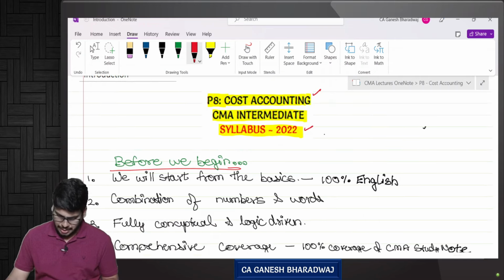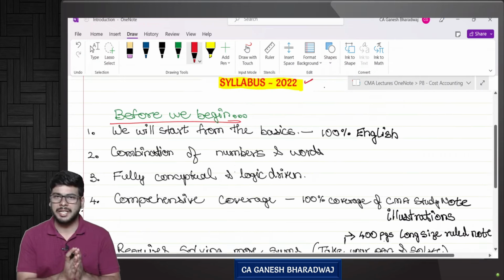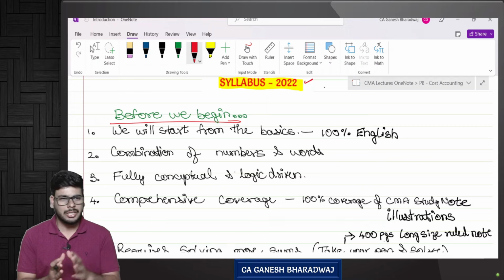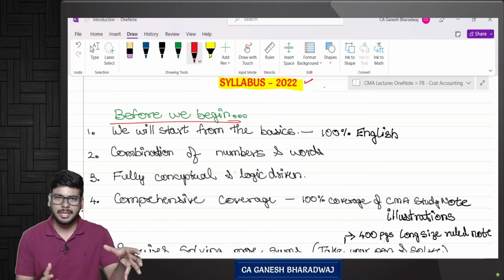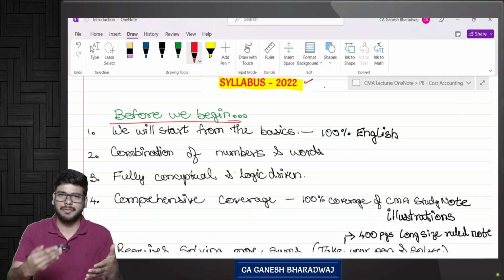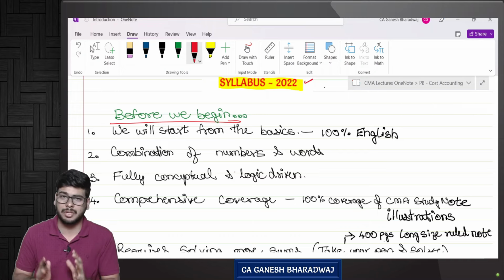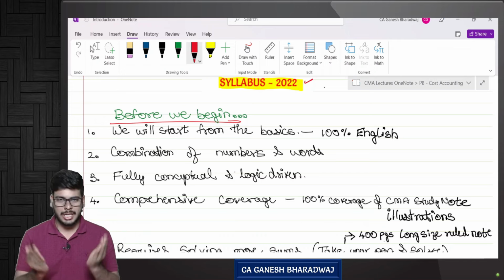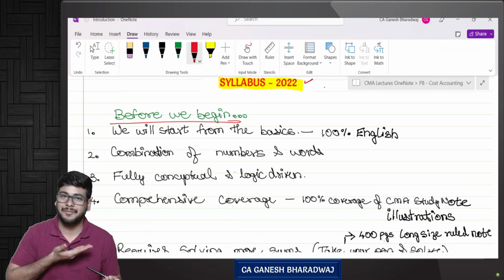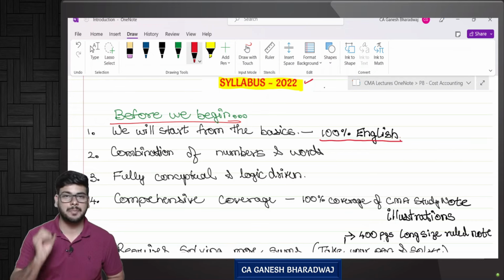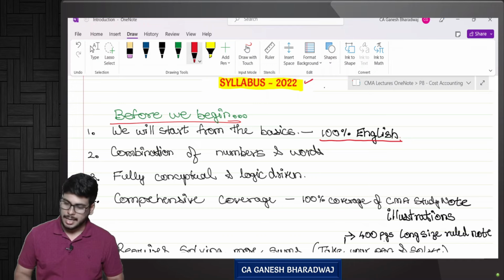Now, first point is that we will be starting from the basics. I will start with an assumption that you are learning this subject for the first time. Some students might have already learned this subject and now they just want to revise it, or maybe some students are actually learning it for the first time. So for the benefit of everyone, I will start from scratch, and for the benefit of all, our lectures will be 100% in English. Clear with this? Yes, fine.